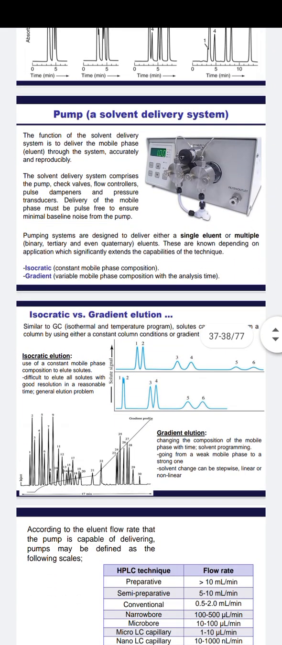And the next instrument is the pump, a solvent delivery system. The function of the solvent delivery system is to deliver the mobile phase. The solvent delivery system comprises the pump, check valves, flow controllers, pulse dampeners and pressure transducers. Delivery of the mobile phase must be pulse free to ensure minimal baseline noise for the pump.